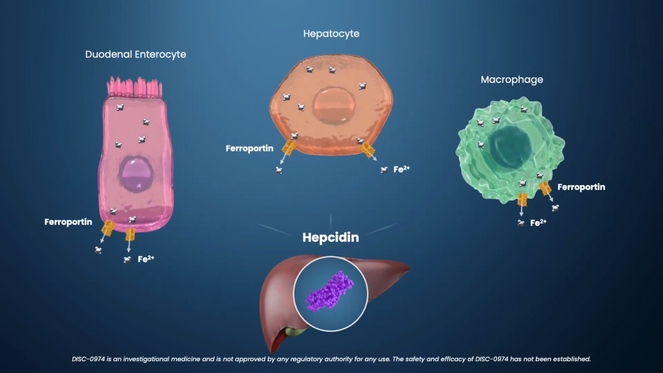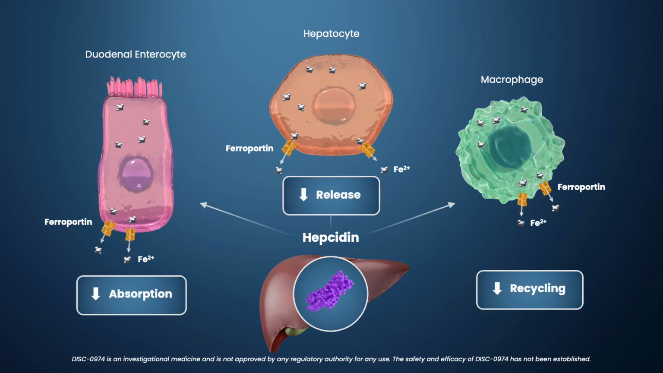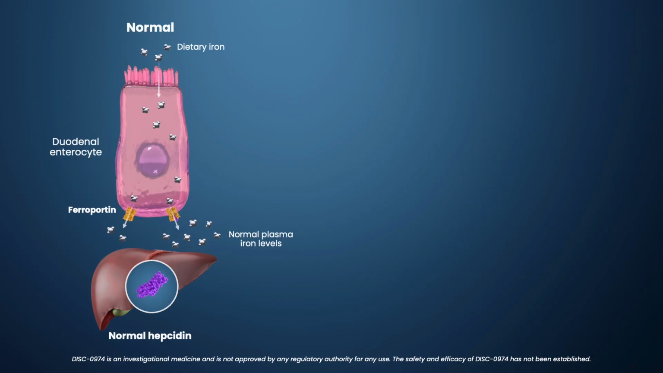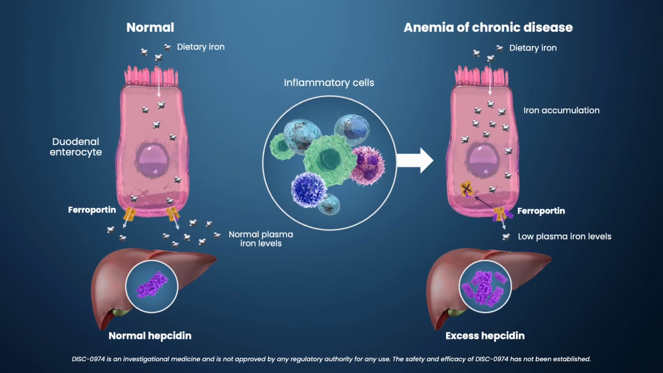In the liver, hepcidin regulates mobilization of iron from hepatocytes and iron recycling of red blood cells in macrophages. Anemia of inflammation develops due to a dysfunctional increase in hepcidin caused by chronic systemic inflammation or inflammatory stimuli.